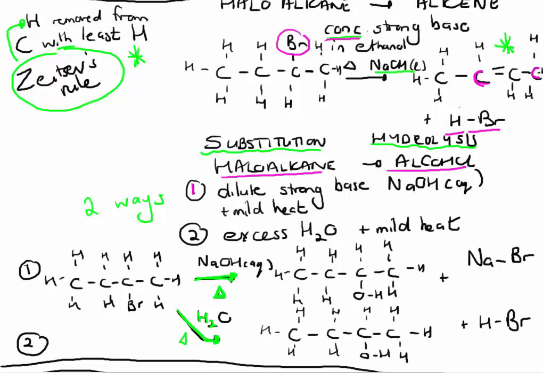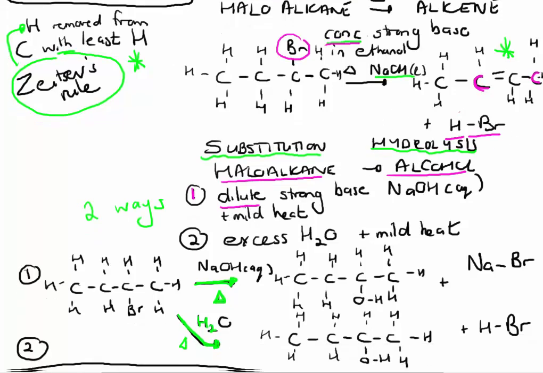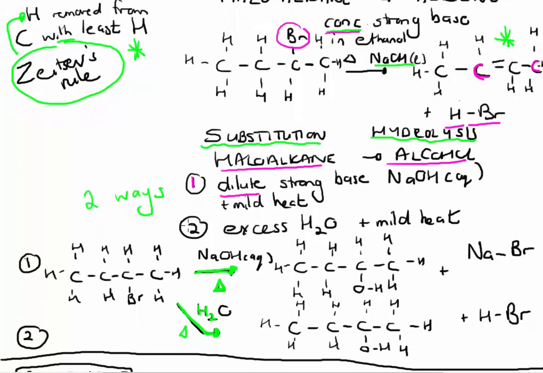Just notice, in elimination, for dehydrohalogenation we used a concentrated strong base, while for substitution hydrolysis a dilute strong base is used. So that's the difference between the two there, plus mild heat. Or another way in which hydrolysis can happen is if we have an excess of water and mild heat.